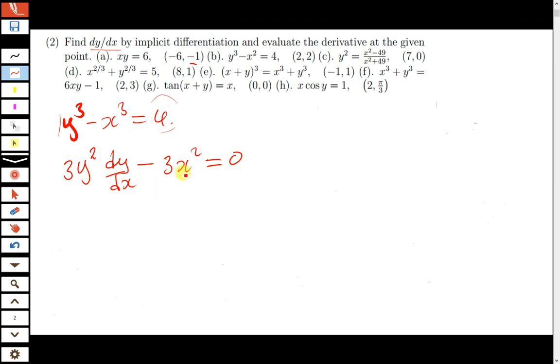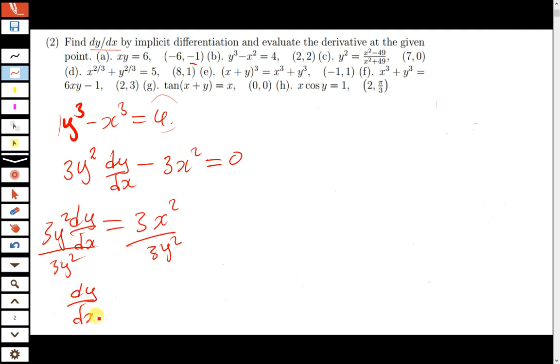So just make dy dx the subject. So we take this to the other side of the equal sign, then divide everything by 3y squared. So we're going to have 3y squared dy dx is equal to 3x squared. Divide everything by 3y squared. The answer is going to be dy dx is equal to x squared over y squared. So this is what you're going to have as your dy dx.